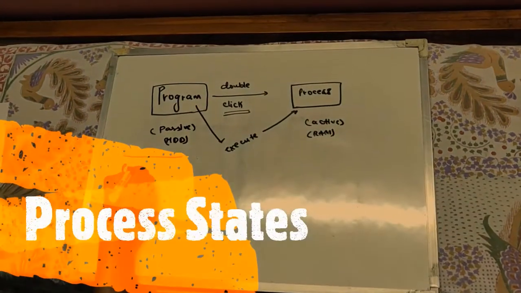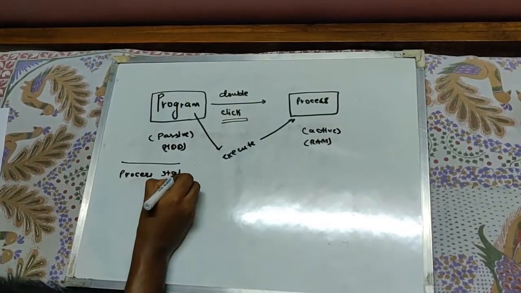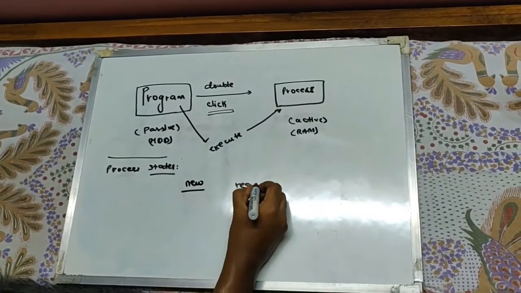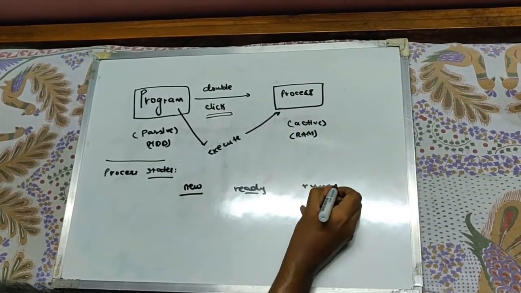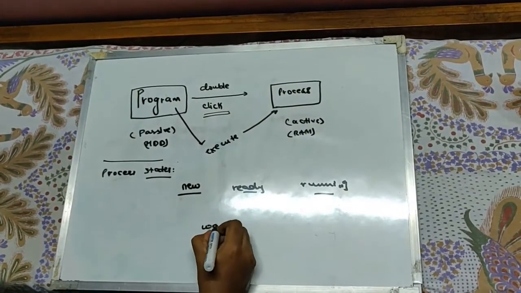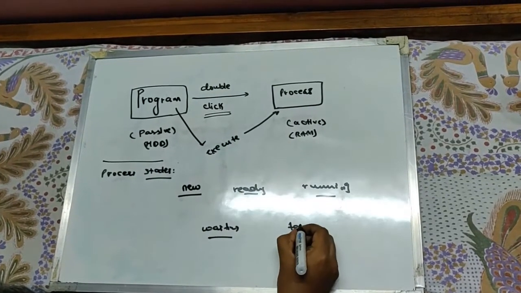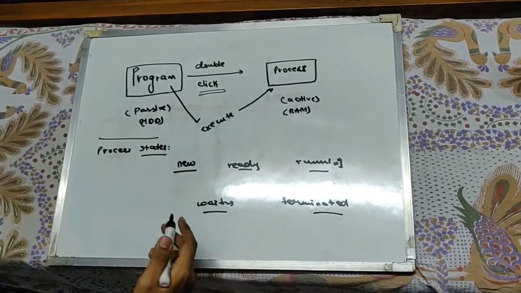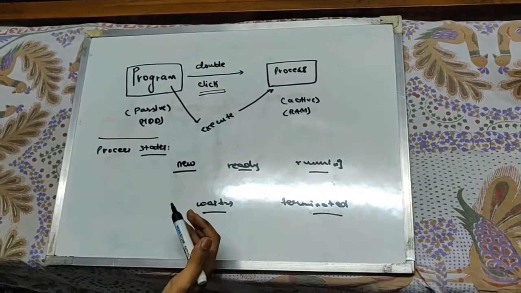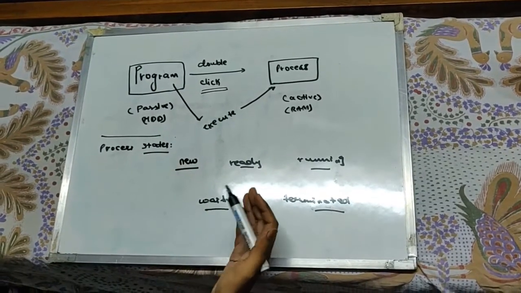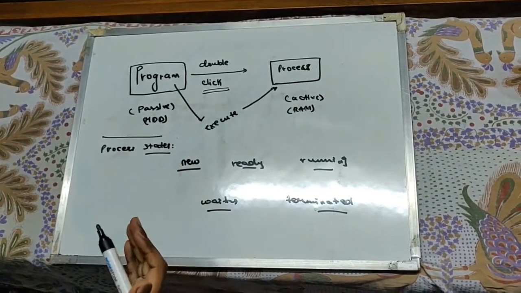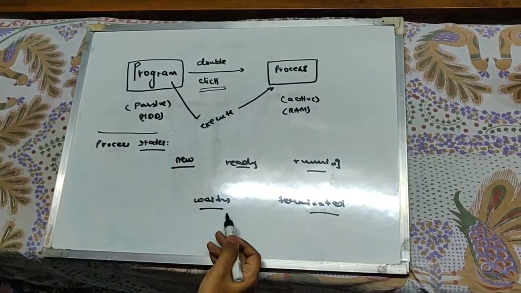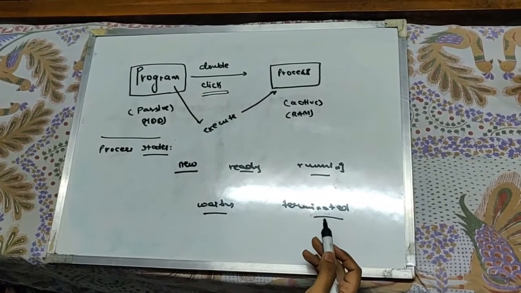Let's now start with the process states, like what all states are associated with a process. We come across terms like new, ready, running, waiting, and terminated. So let's quickly discuss what these terms are. New means that a process is created. Ready means the process is waiting to be assigned to a processor, that is the CPU. Running means that the instructions in that process are being executed. Waiting means that the process is waiting for some IO event, and terminated means that the process has finished execution.